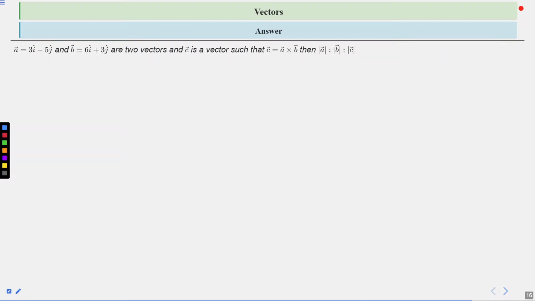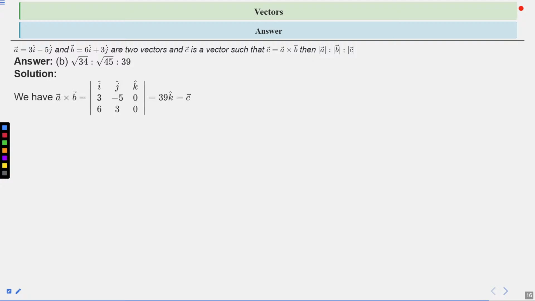So the correct option is this one. Solution. So A cross B is given by this. A vector is 3 I cap minus 5 j cap. Listen carefully. B vector is 6 I cap plus 3 j cap.